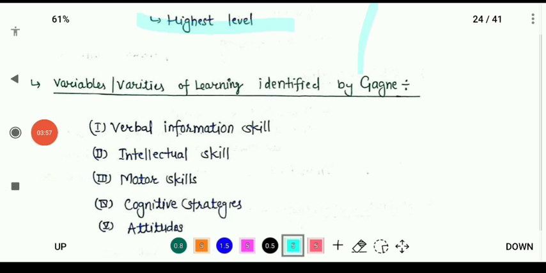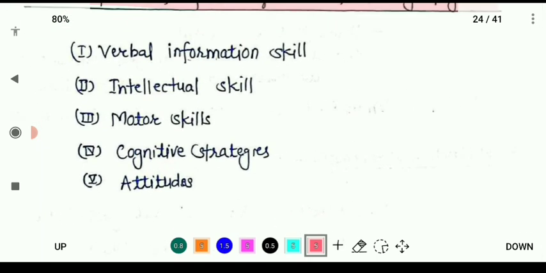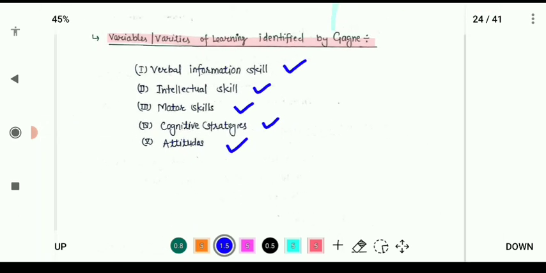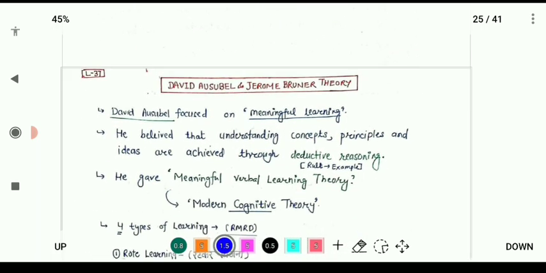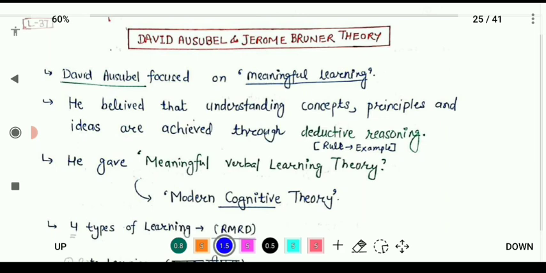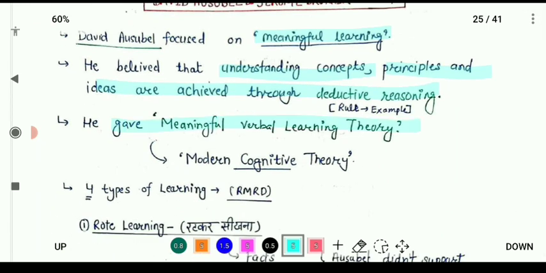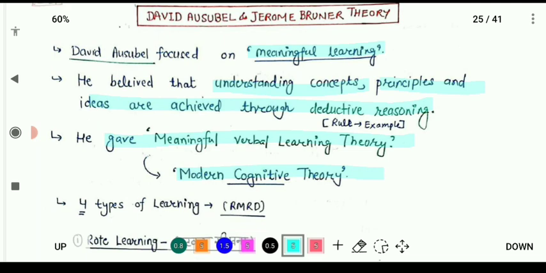Okay, the varieties of learning identified by Gagne are verbal information, intellectual skill, motor skill, cognitive strategies, and attitude. These are all varieties of learning identified by Gagne. Then the David Ausubel and Jerome Bruner theories. David Ausubel focused on meaningful learning. He believed that understanding concepts, principles, and ideas can be achieved through deductive reasoning. Meaningful verbal learning theory was given by Ausubel, which is a modern cognitive theory.